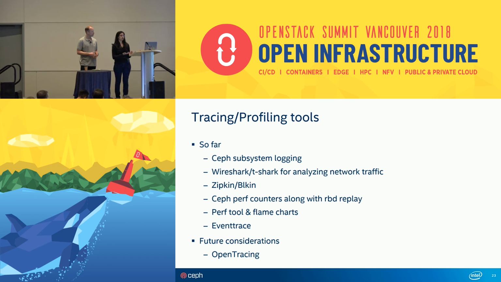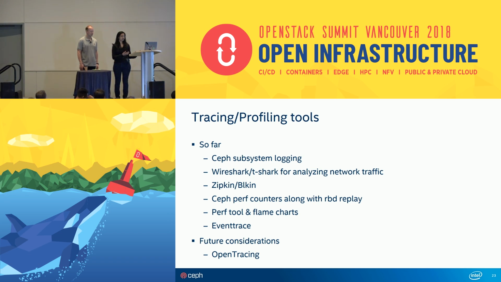Clearly, the first one is the Ceph subsystem logging, which you can enable in the ceph.conf. Wireshark and Tshark are used for network traffic analysis. Zipkin is an end-to-end visualization tracing tool, which has recently been integrated as an internship project. And Ceph perf counters are Ceph internal infrastructure metrics, which can be established on the librbd side by using RBD replay. And then there's the perf tool and flame charts, which will give you how the CPU is doing.